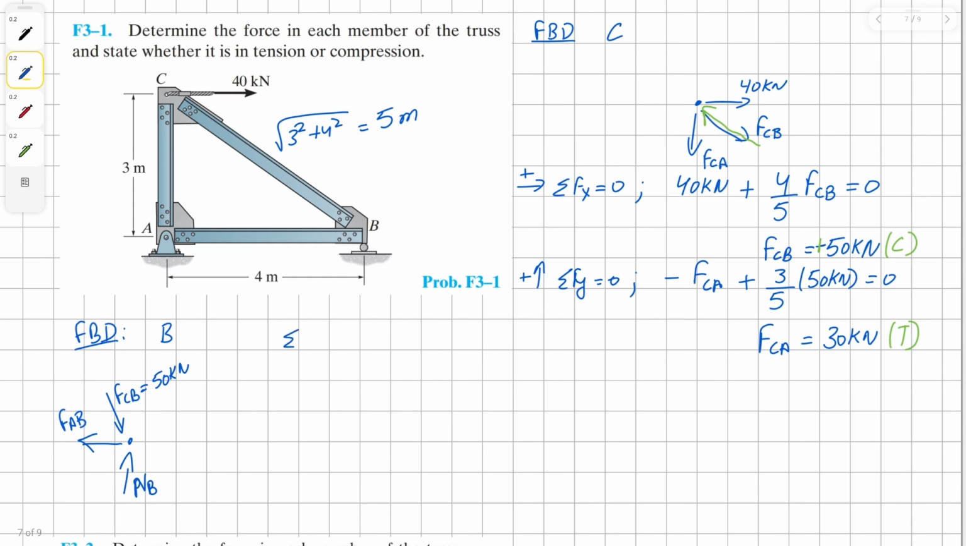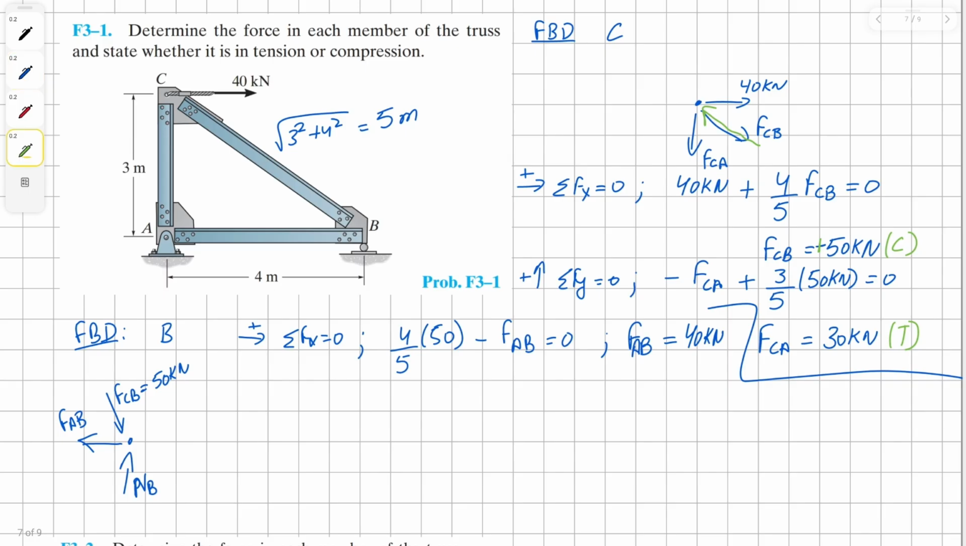Let's sum the forces in X direction in order to find the value for our force or member AB. We have 4 over 5 times 50, and then negative force AB equals to 0. Solving for force AB, we get our solution as 40 kilonewtons, and it's going to be in tension. Now let's sum the forces in Y direction in order to find our reaction for the roller. So it's going to be 3 over 5 negative times 50 plus our reaction at B equals to 0. Solving for reaction at B, we get our solution as 30 kilonewtons.